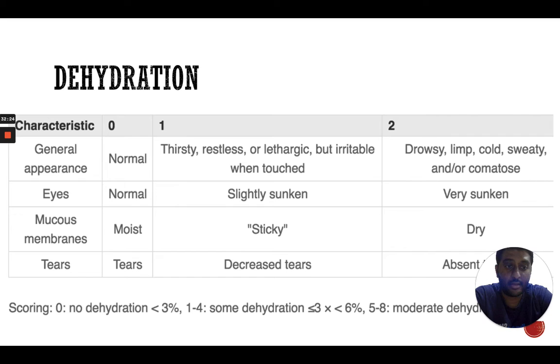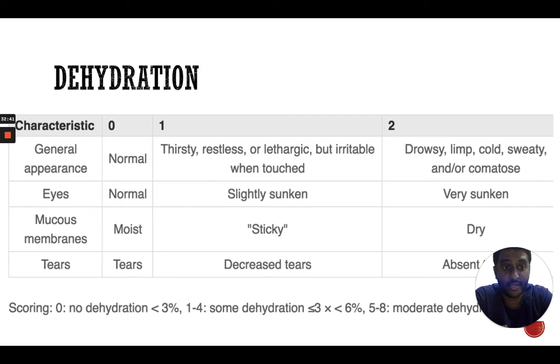But the best thing to know for dehydration is the patient's pre-illness weight. If we know the pre-illness weight, that is the best way to calculate dehydration.